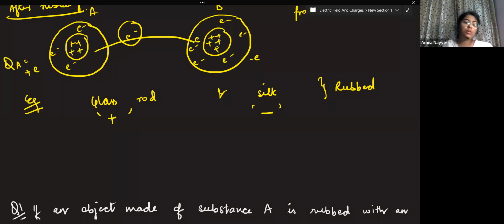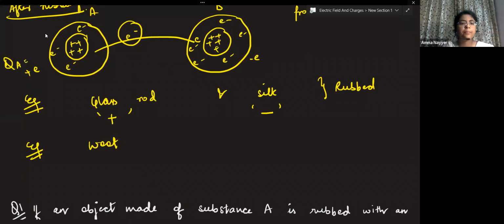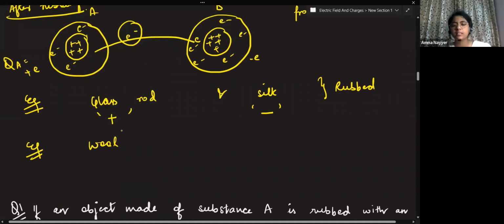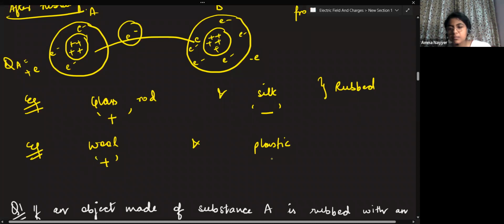So you should remember this because the question paper may ask you what is the charge gained by the glass rod or the silk. And one more thing. Rest of the things are just arbitrary. Whenever wool, a woolen cloth or simple wool fabric, is rubbed with plastic, similar to the phenomenon with the glass rod, electrons transfer from wool to the plastic. So wool becomes rich in positive charge and plastic becomes rich in negative charge.